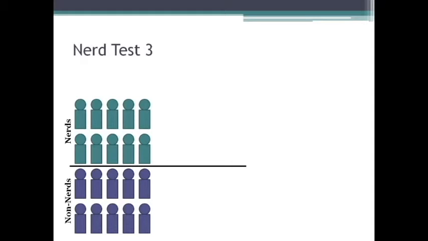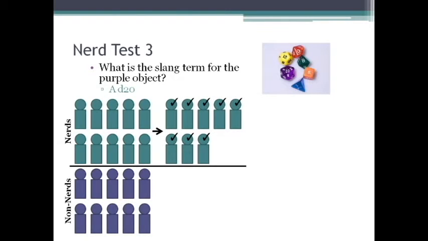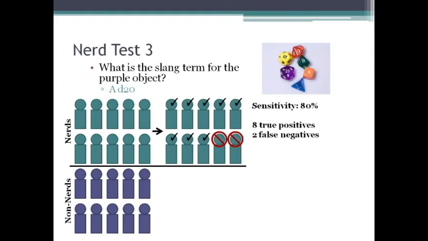Okay, something that strikes the balance. How about this one? What is the slang term for the purple object? What is the slang term? You're correct if you say it is a 20-sided die, but the slang term is it's a D20. If you ask nerds this question, most will get it right. A few might not. They might be more comic book nerds, or they don't play a lot of Dungeons and Dragons, whatever it is. I have a pretty good sensitivity, 80%. Not perfect, but still quite good.